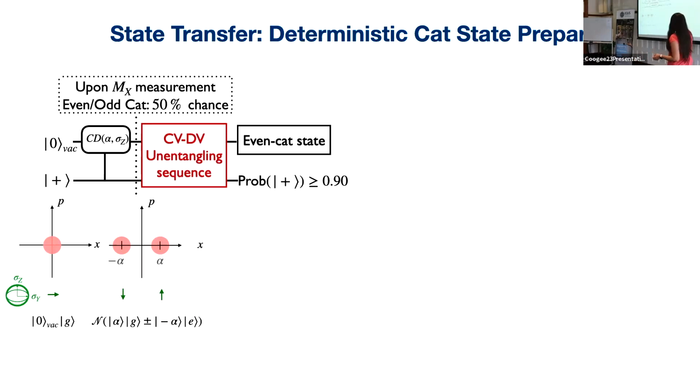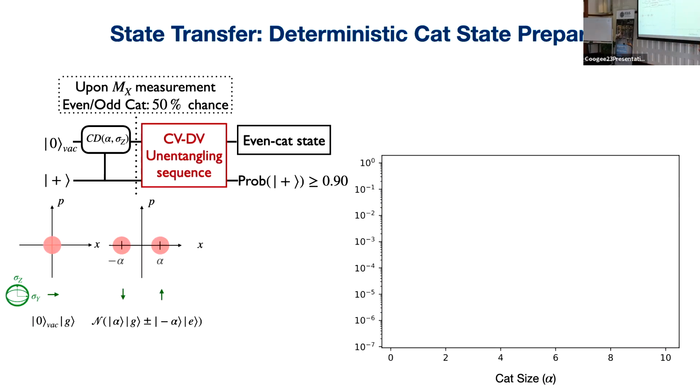Right, so basically this indicates that I've managed to unentangle my qubit from my CV state. I'm going to plot here the cat size alpha and show that as it increases, like I said, my assumption was based on the fact that alpha should be large. As it increases, this protocol works much, much better.